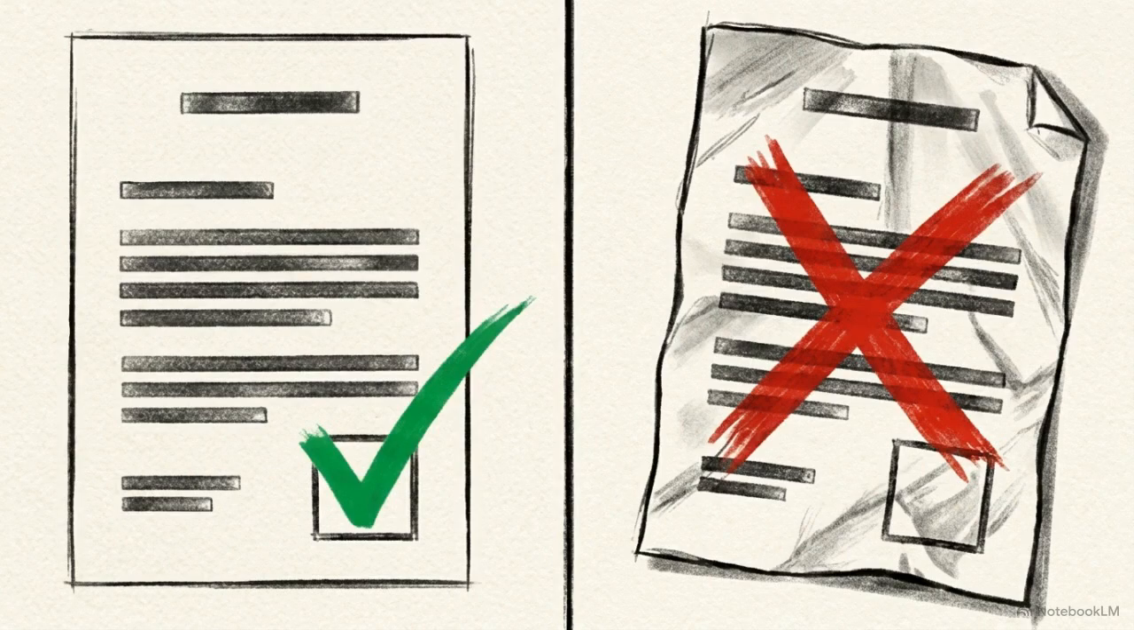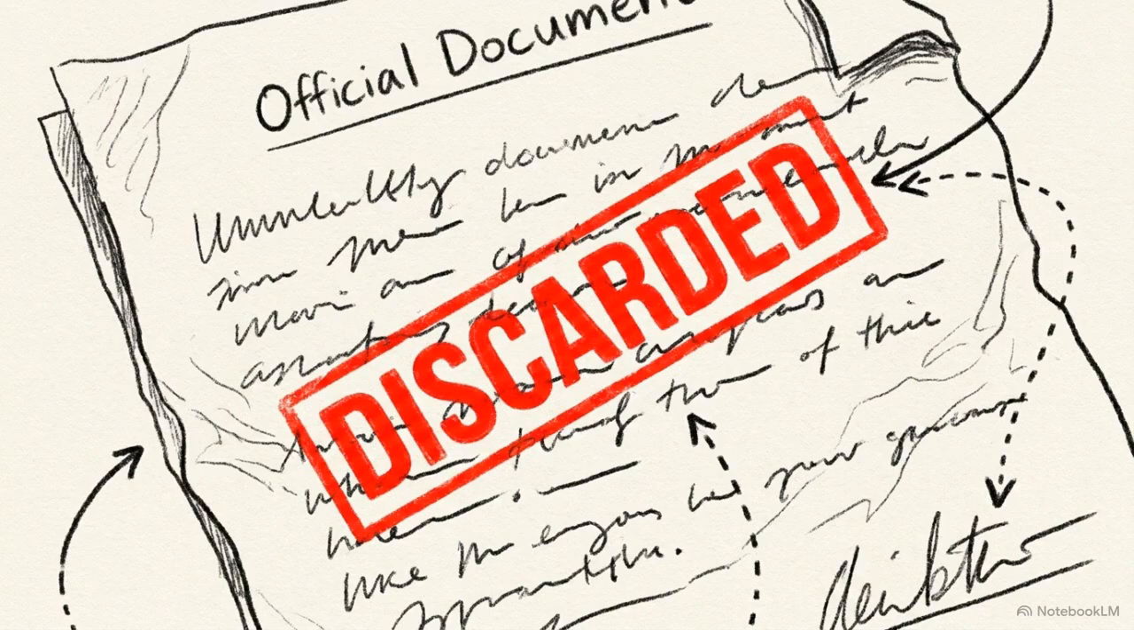Legibility is the most common point of failure. Every stamp, signature, and certificate number must be clearly readable. If a document is blurred, cropped, or poorly lit, the examining officer will discard the application.